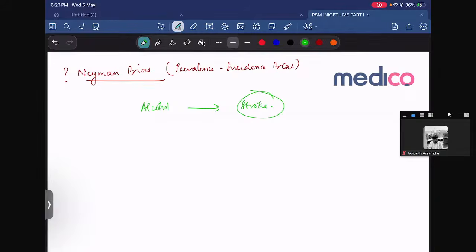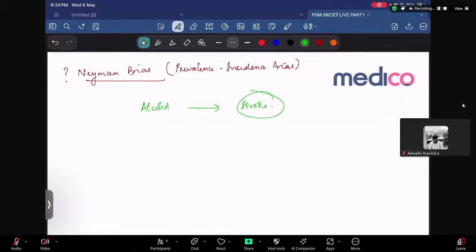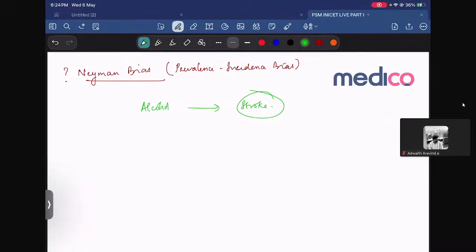So what happens is when I'm including the prevalence, I'm not including people who have died because of stroke, right? Those who have passed away because of this particular disease that you are studying are being omitted. So when I'm measuring the association between alcohol and stroke, I'm actually underestimating because I'm missing a whole chunk of people who have passed away because of the fatality of the disease. So this bias can lead to underestimation of your true association, because you are only measuring the prevalence. You are missing out people who have died. So that is called Neyman bias, also called prevalence incidence bias.